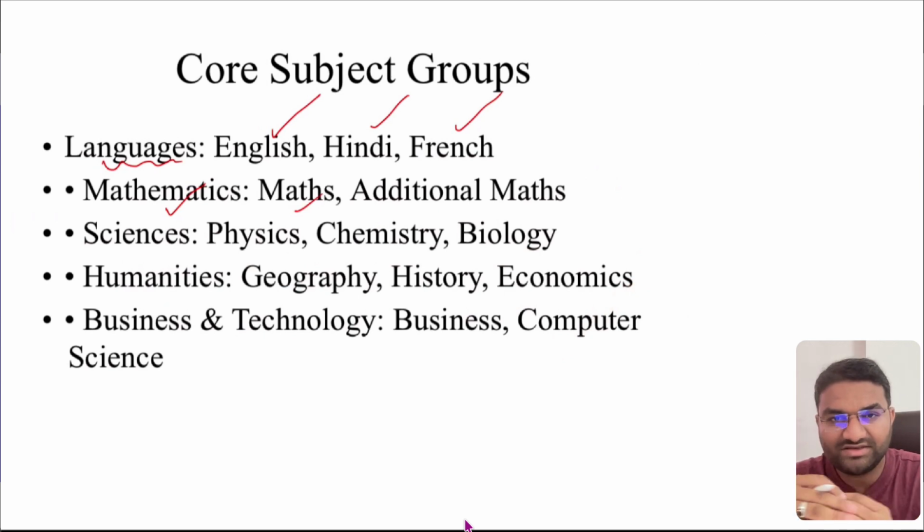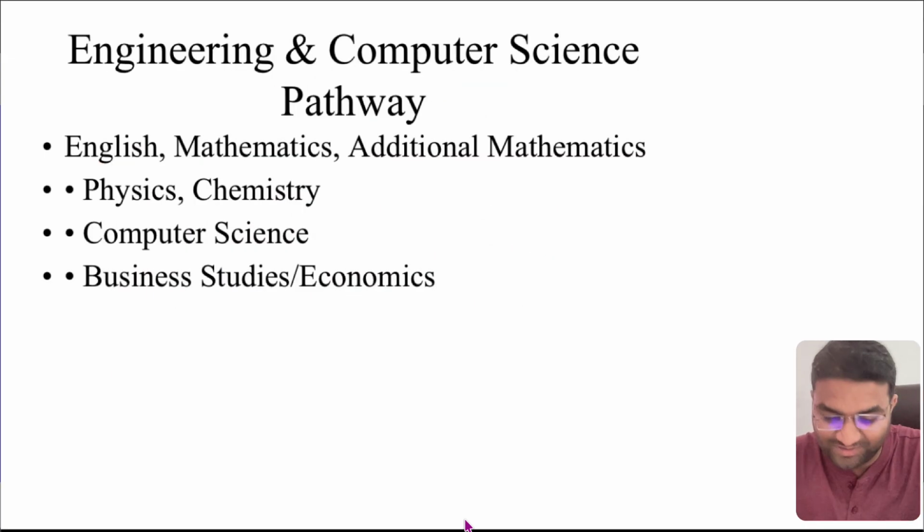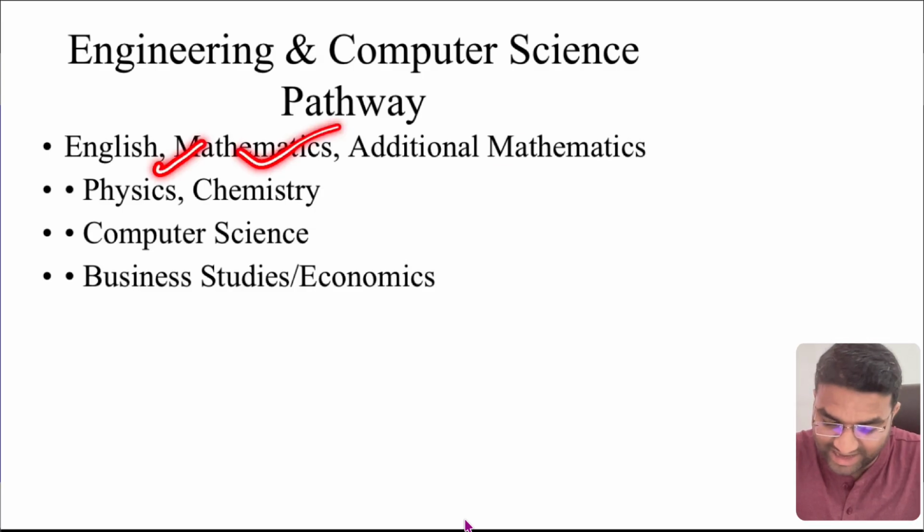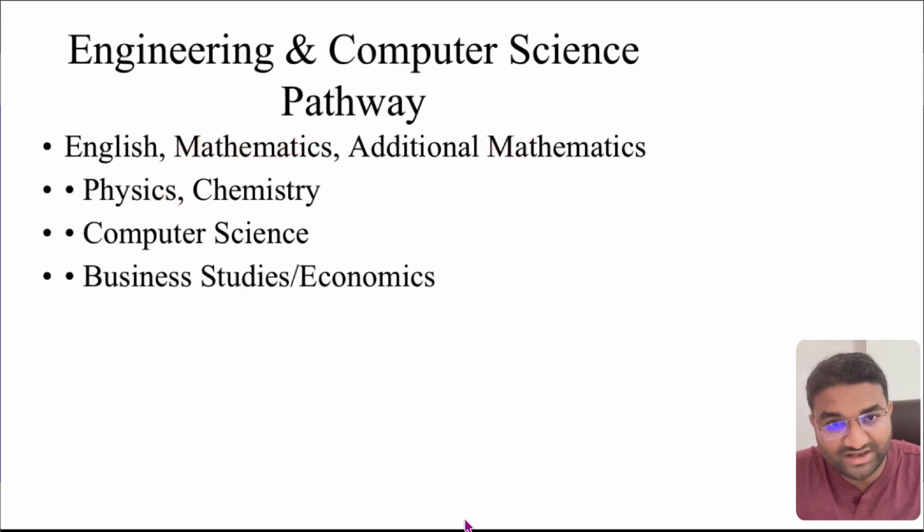All right, so these are the core subjects that the student needs to choose or take into consideration. Along with that, I have put out some parameters. So for example, if you are opting for the engineering or computer science pathway, then English, mathematics, additional math, fine, physics, okay, computer science, business studies, these are the necessary subjects that you have to take.